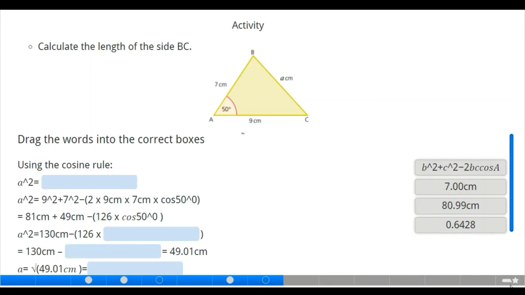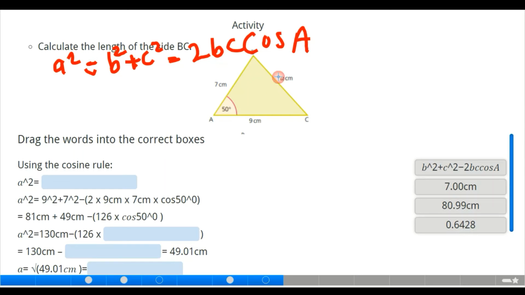Now let's look at the activity that we want to solve. We have to calculate the length of side BC from this triangle. If you look at it, angle A is 50 degrees, small b is 9 centimeters, and small c is 7 centimeters. So I'm going to be making use of the cosine rule, since we are calculating for a. We have a square equals b square plus c square minus 2bc cos A.